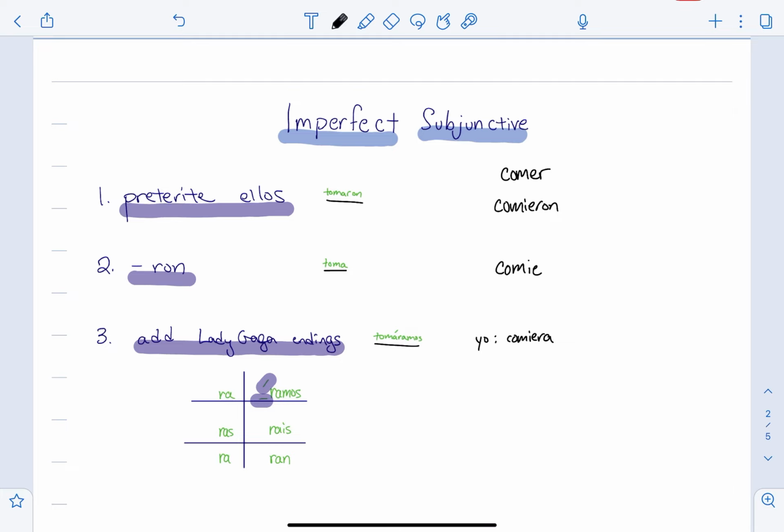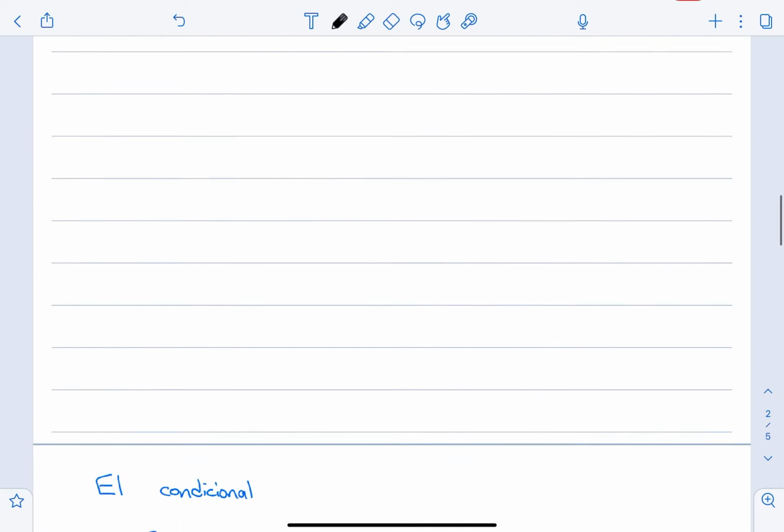It's important to go through these steps, especially when we get to irregular verbs such as tener. Remember the preterite ellos of some verbs is irregular, like this one. Tuvieron, step 2, tuvie, and step 3, if the subject was tú, it would be tuvieras. That's the imperfect subjunctive tense.